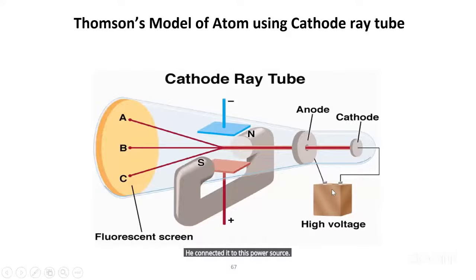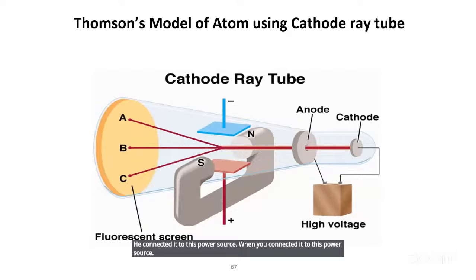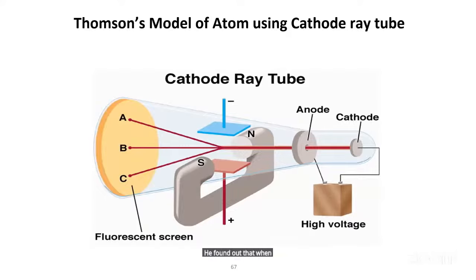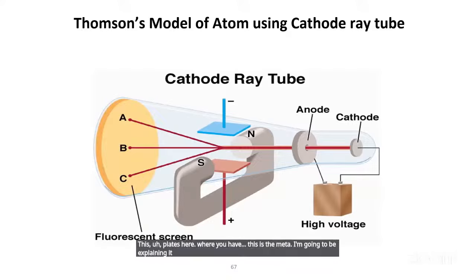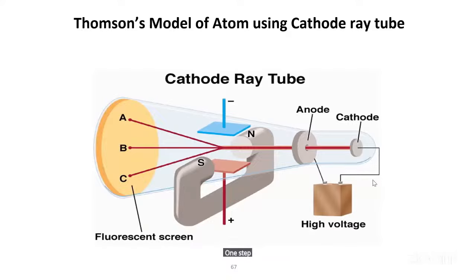When he connected it to this power source and switched on the source, please, at this time, this one has not come in. These plates here, this is the metal. I'm going to be explaining it one step at a time. We are just on these metals here. Now, when he connected it, he found out that a ray went straight from this cathode and moved straight to the end of the tube.